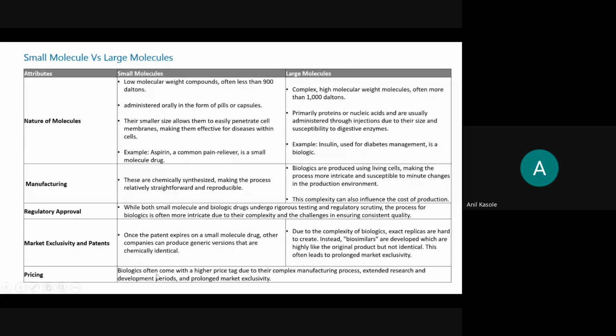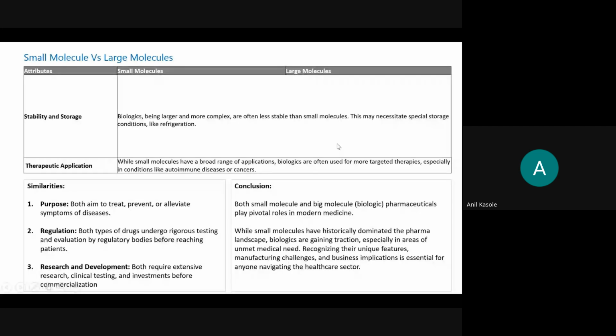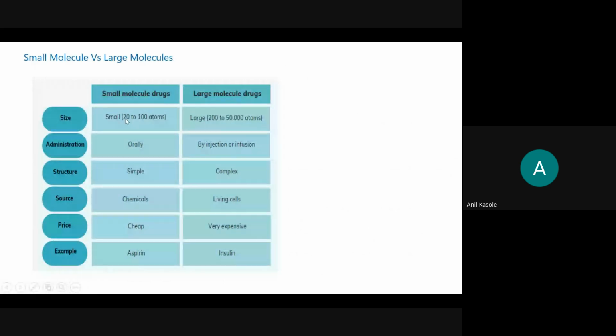So likewise, pricing again, it depends on what product they are making. But at a very high level, we need to understand the difference between the two. As a summary, you can also see here: size, the small molecule. Administration means orally, and the large molecule by injection or infusion. Structure simple and complex. Source is chemical and living cells. Price, the small molecules are cheap compared to the large molecules. Examples are aspirin, insulin.